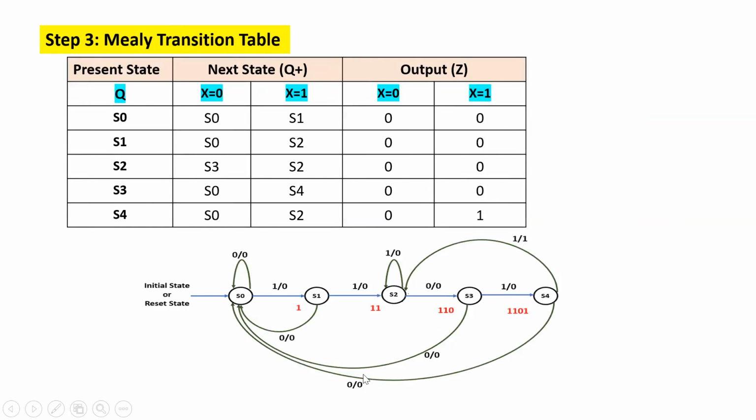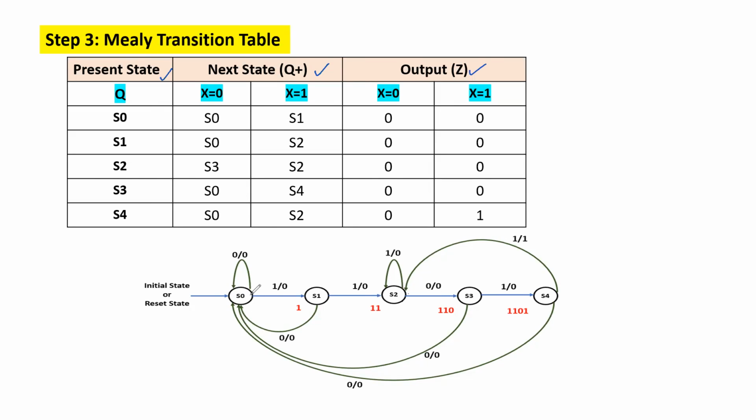With the help of the state diagram, we should develop the Mealy transition table. This is the Mealy transition table. In this, we have present state, next state, output. Present state should be represented with the letter Q, next state Q plus, output Z. We should find the next state values for input value x equal to 0 and x equal to 1. Similarly, the output value also for x equal to 0 and x equal to 1. Here, first we should list out the states S0 to S4. Then we should write the next state values with the help of this state diagram.